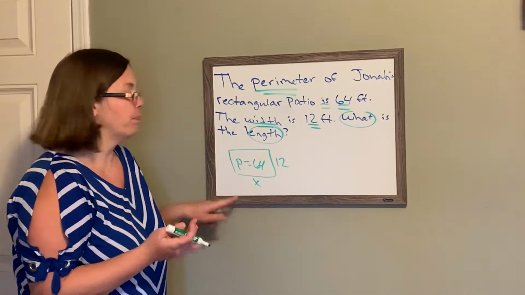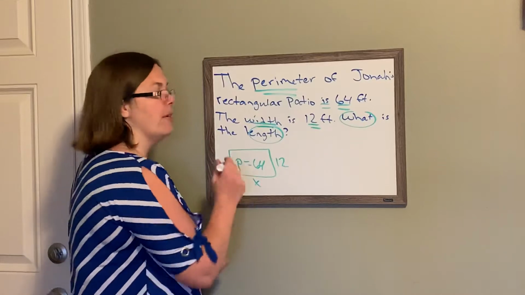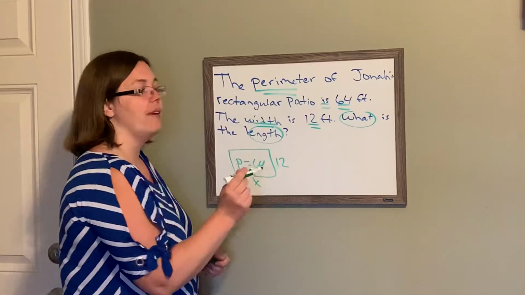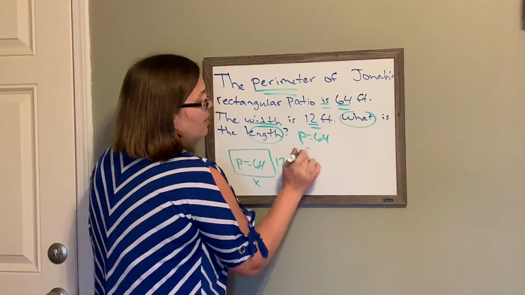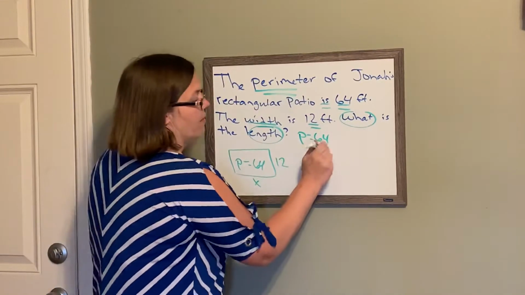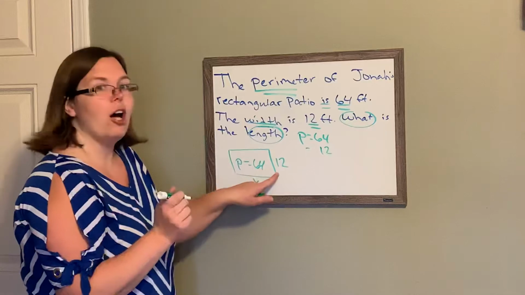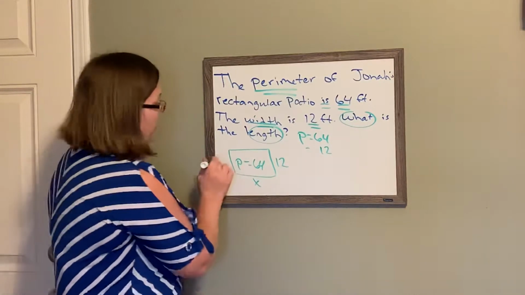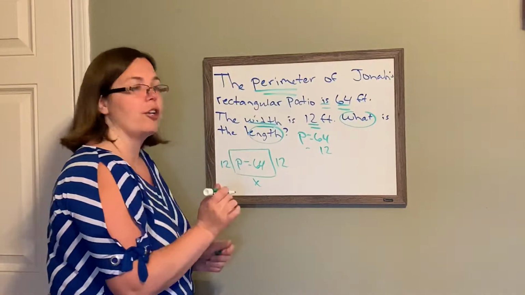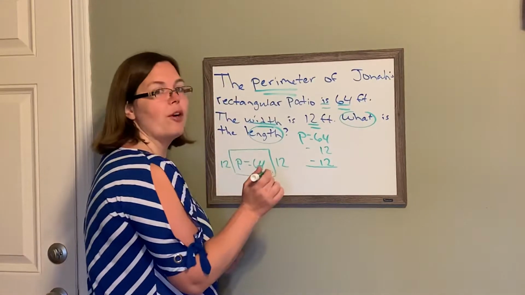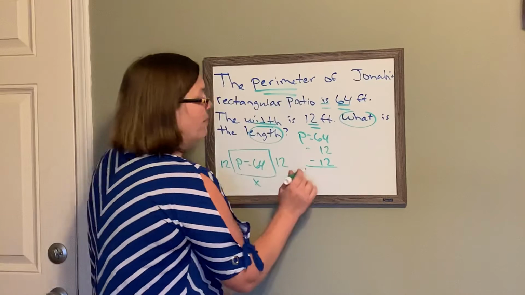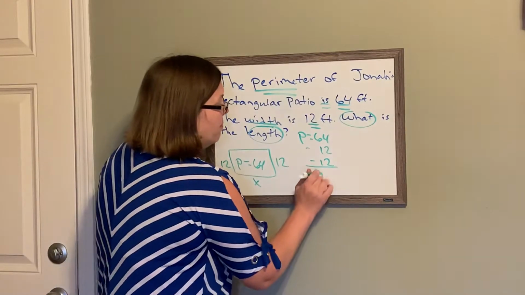That's my variable. So I know perimeter is the distance around the rectangle. So perimeter is 64. I know that this side is 12, so I can take that off. I also know that this side is 12 because opposite sides of a rectangle are congruent. So I can subtract another 12. When I do 64 minus 12 minus 12, I'm left with 40.